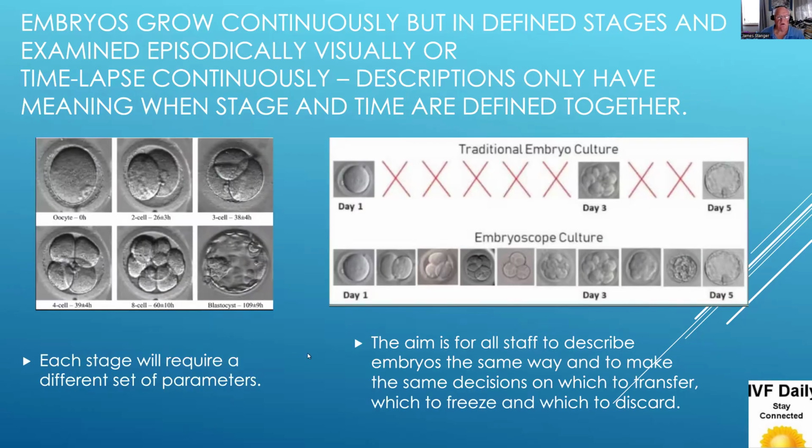We all know embryos grow continuously over time, but in defined stages, and when examined episodically, they're viewed both visually and continuously with time-lapse. But in a funny sort of way, descriptions only have meaning when stage and time are defined together. But we do have to recognize that each stage will require a different set of parameters to be able to describe them. And the aim is for all staff to describe embryos the same way and make the same decisions on which to transfer, which to freeze, and which to discard.